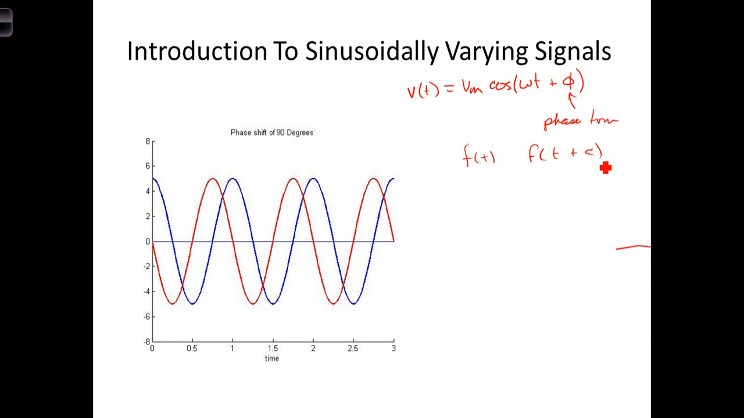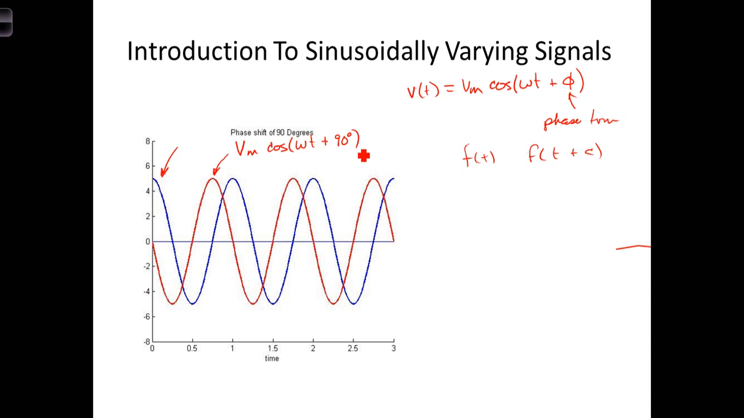So here we have our original function, V sub m cosine omega t, in the blue. And we've got this red function here, which, if you'll notice, is basically the blue function shifted to the left, in this case by 90 degrees. So the red function could be written in terms of the blue function shifted to the left, or we'd say that the red function is V sub m, it has the same amplitude, cosine of omega t, it has the same radial frequency, but it's been shifted ahead by 90 degrees.